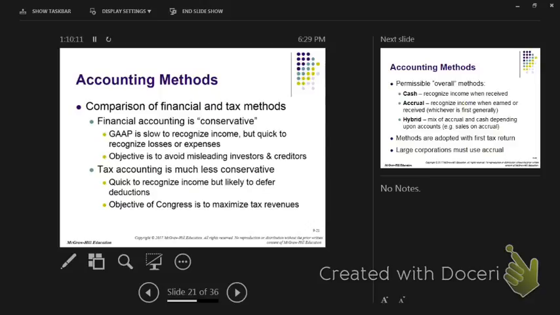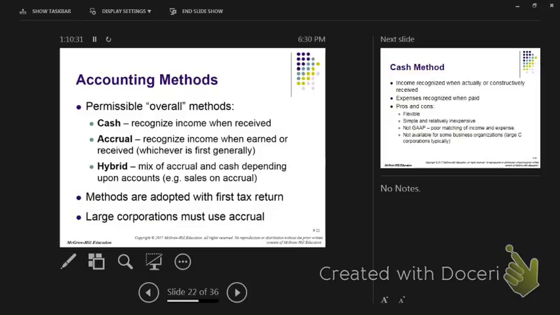From a tax approach, you're very quick to recognize income because it's the other way around. You recognize your income to pay the tax on it, versus not recognizing income because you don't want your investors to think you're doing better than you are. So they have a different approach. Tax is much less conservative than financial.